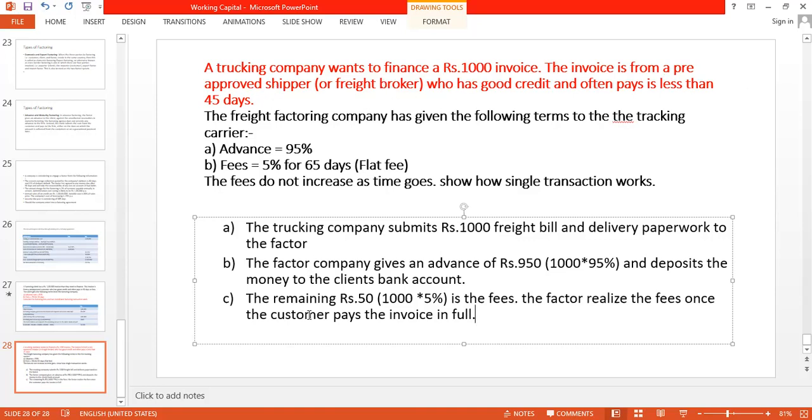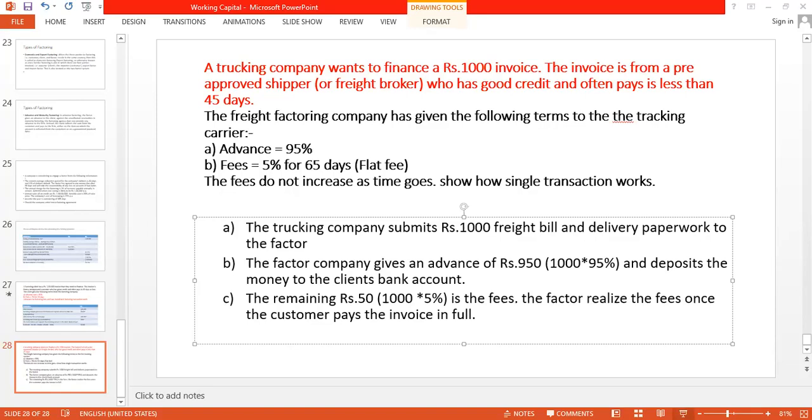Within 45 days he will receive this 1,000 amount from the customer, and already he had paid 950 to the company, and he will receive 50 rupees also along with 950, plus 50, that is 1,000. He will receive the invoice in full. He will keep this 50 rupees with him because this is the commission of a factor. All of you note down, this is the solution A, B, and C.